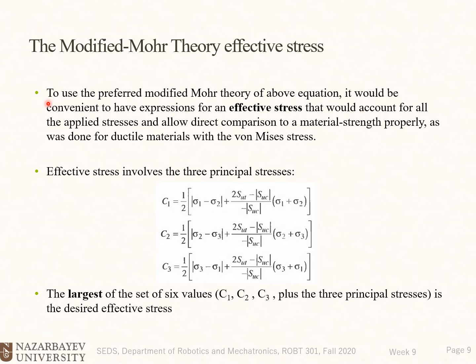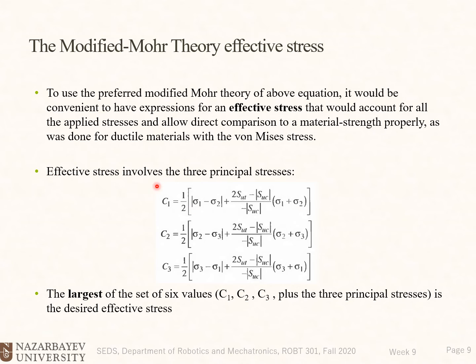To use the preferred modified Mohr theory of the above equation, it would be convenient to have expressions for an effective stress that would account for all the applied stresses and allow direct comparison to a material strength property, as was done for ductile materials with the von Mises stress. So you remember for the von Mises stress, we had the effective stress. Let's see if we could find that for this case.